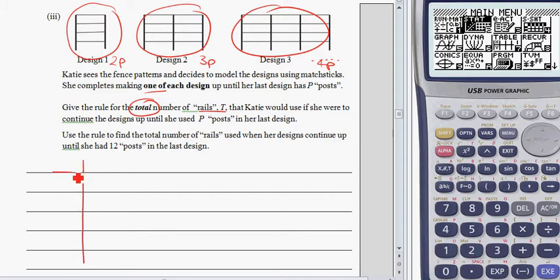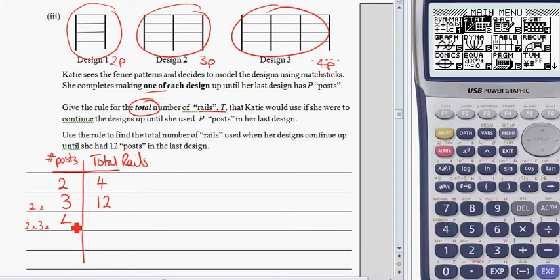So I feel we need a table. This would be the total number of rails here, and this would be the number of posts in the last design she makes. So if she just makes the first design, one of those, it has 2 posts and 4 rails. If she makes the first one and then the next one with 3 posts in it, she'd actually need 4, 8, 12 rails altogether to make one design of that and one of that. She's laying out matchsticks along the floor.